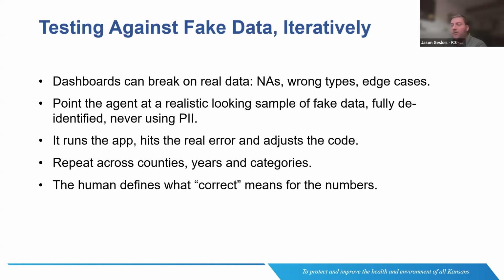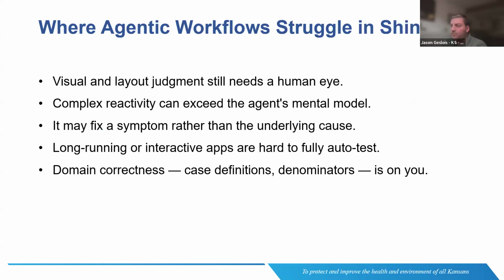With that in mind, the agent runs the app, hits the real error, and adjusts the code: handling the NA, coercing the type, correcting the edge case. Then you repeat it across different variables, counties, years, and age groups. And once more, that's the user. The human sets the definition of what will be correct. The agent can make the app stop erroring, but you decide whether the rate it's actually showing is the rate that we mean, or is correctly expressed.